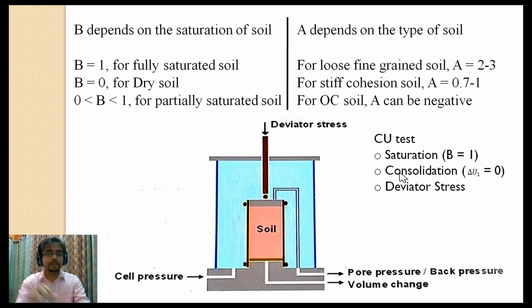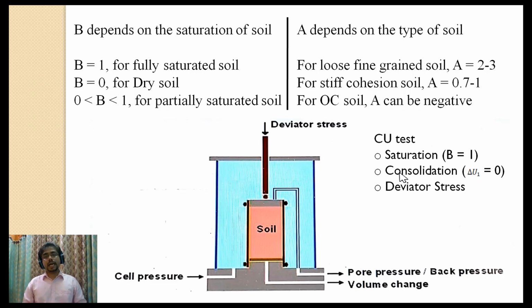Now suppose we have applied 0.1 kg per centimeter square cell pressure. Now this will lead to a change in the excess water pressure as the drainage valves are closed. So if the change in excess water pressure is coming as 0.1 kg per centimeter square, then we can say the soil is fully saturated. Then only we can go for the consolidation stage. Otherwise we cannot go to the consolidation stage. I think it is clear.